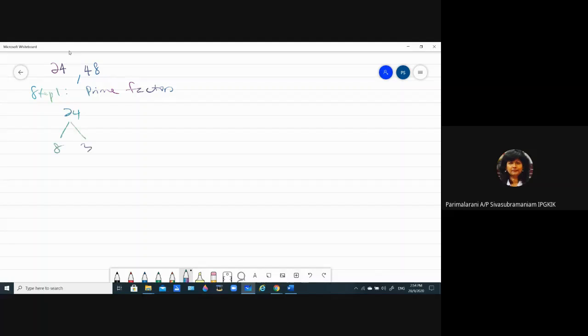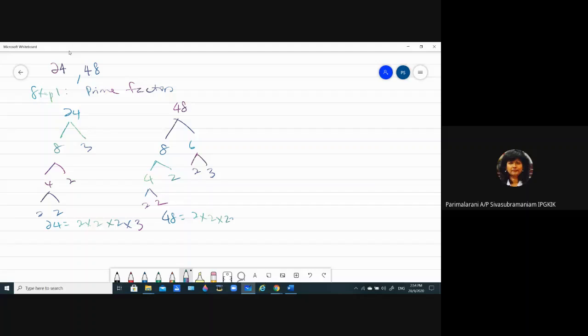So 24 is 8 times 3; 8 is 4 times 2, and 4 is 2, 2, and then the 3. So 24 is equal to 2 times 2 times 2 times 3. Then you have 48. 48 is, let's say, 8 times 6. 8 is 4 and 2, which is 2, 2, 2, and 6 will be 2, 3. So 48 is 2 times 2 times 2 times 2 times 3. Now cancel all the common factors.